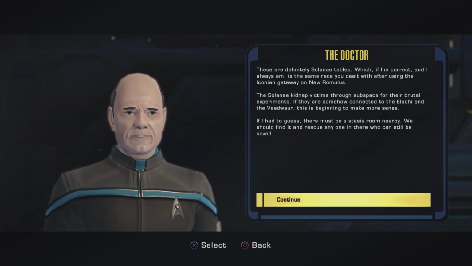Using the Iconian Gateway on New Romulus, the Solanae kidnap victims through subspace for their brutal experiments. If they are somehow connected to the Alachi and the Vaadwaur, this is beginning to make more sense. If I had to guess, there must be a stasis room nearby. We should find it and rescue anyone in there who can still be saved.